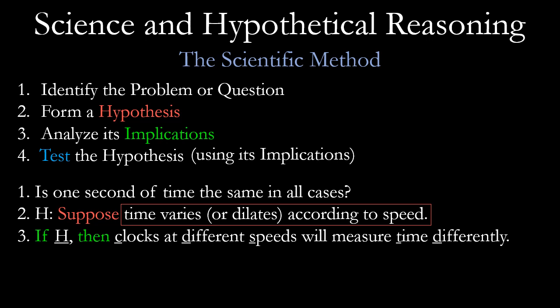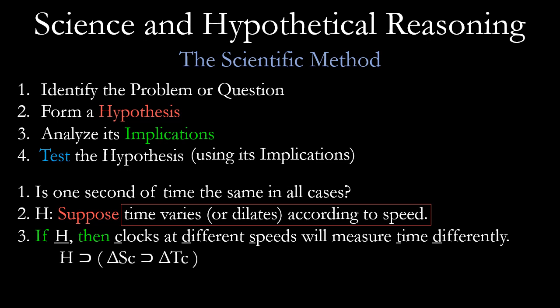If the hypothesis is true, in other words, if H, and we'll say H is the variable or the placeholder for our hypothesis. If it is true that time varies or dilates according to speed, then clocks at different speeds will measure time differently. Right? This is a way that if the hypothesis is true, then this is what we can then deduce.